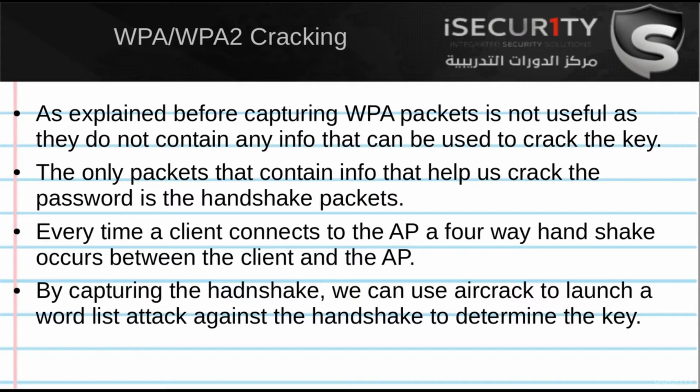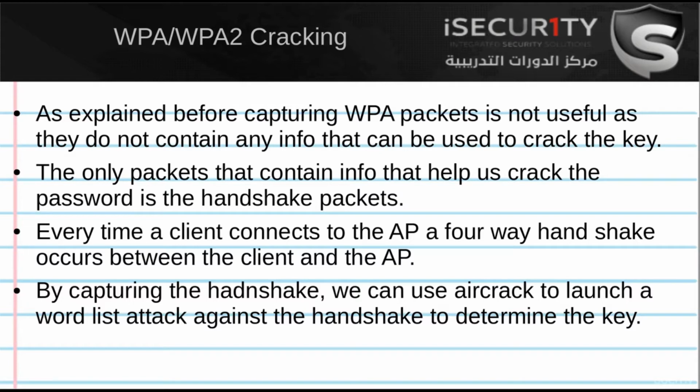The only packets that contain some information that can help us determine the key are the handshake packets. These are 4 packets sent when a new device or a new client connects to the target network. So for example, at your home, when your own device connects to the network, so you have the password and you connect to it, a process called a 4-way handshake happens between your device and the access point.